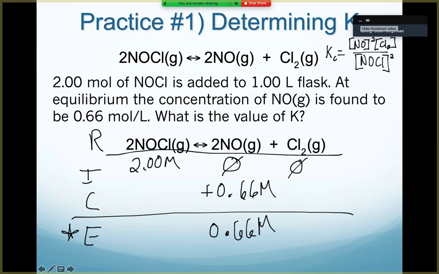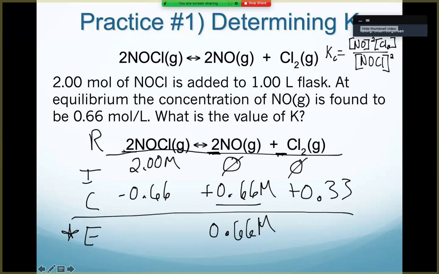And good news, the extent of our reaction here is going to be based upon our stoichiometry, based upon our mole ratios. Because we know that for our nitrogen monoxide, in order to form that, it's got to come from the NOCl. And it's a 2-to-2 ratio, which is the same as 1-to-1. So if our nitrogen monoxide is increasing by 0.66, our reactant would be decreasing by 0.66 molar. And if we look at our last two here, we know it's a 2-to-1. It is half as much. So if this is 0.66, this would be 0.33. It would be increasing at half as much.